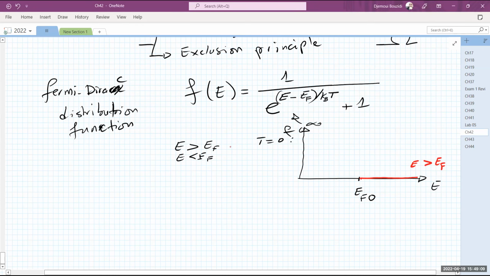For the case that E is less than EF, at the same time, we're still dealing with EF naught, that means this number is negative. An exponential of negative infinity is actually 0. And 1 plus 0 is 1. 1 over 1 is 1. So this function is 100%. So it's 1 when E is less than EF. And obviously there is a transition point in here.